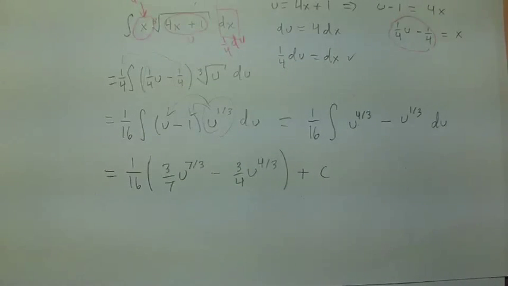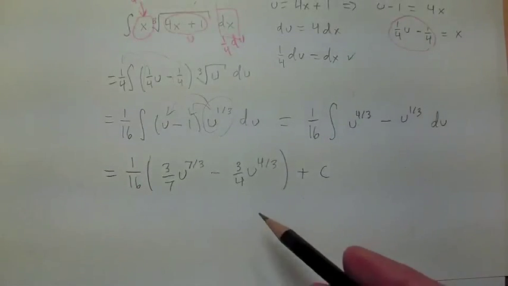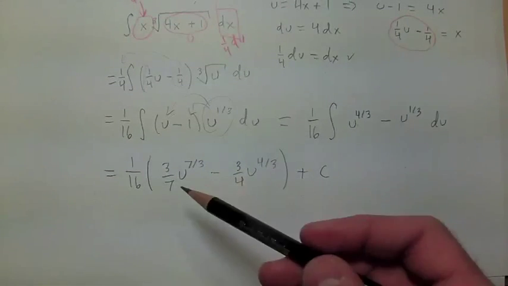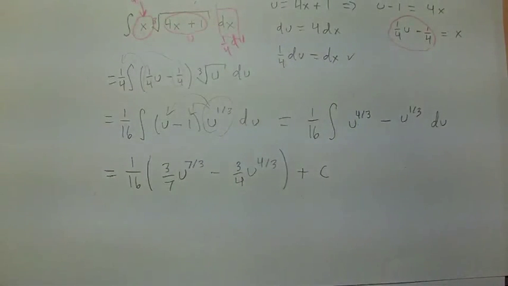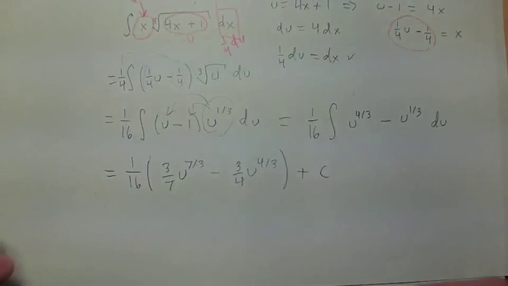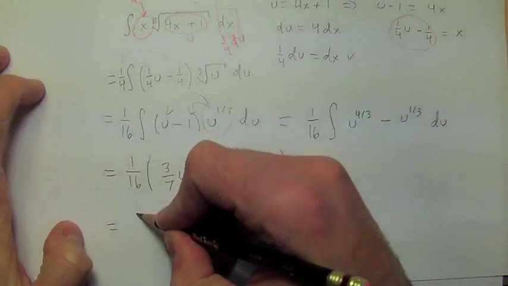All right, now that 3 is not really going to play nicely with the 16. So we could just leave it like this if we wanted. We could also distribute that 1/16, but we're not going to get very nice things in the denominator there. We could move that 3 out and have it just factored when we put our x's back in, and that's what I'm going to do.